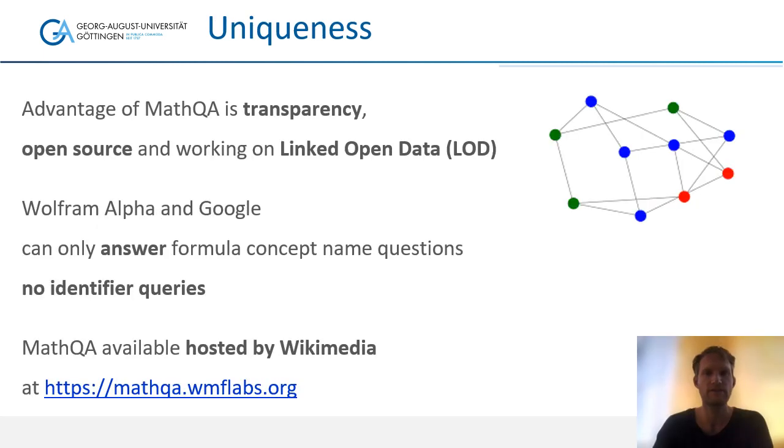The advantage of our system over the commercial competitors is its transparency, being open source and working on linked open data. Moreover, Wolfram Alpha and Google can only answer formula concept name questions and not identifier queries, which are 12 of the 15 examined modes. MathQA is available hosted by Wikimedia.